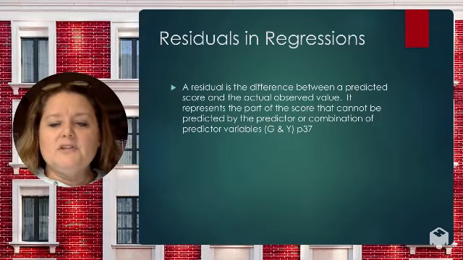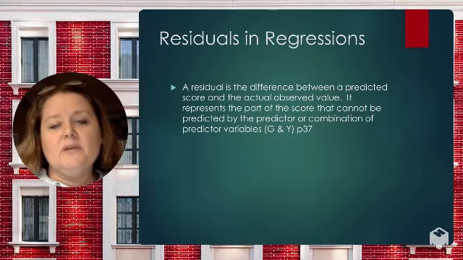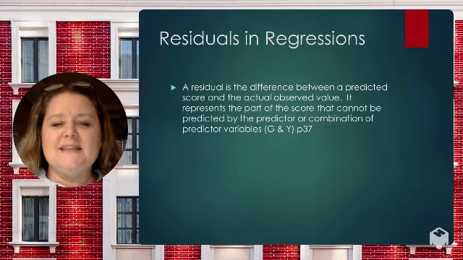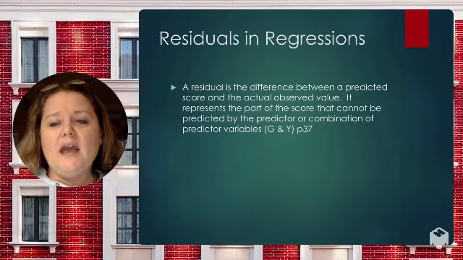Before we go on to talk about individual predictors as we're going through step by step, I do want to stop for just a second and talk about residuals and regressions, because the word residual is used quite a bit in the regression family of equations and analyses. If you don't understand the concept, I want to make sure it's really clear for you. So a residual is the difference between a predicted score and an actual observed variable.